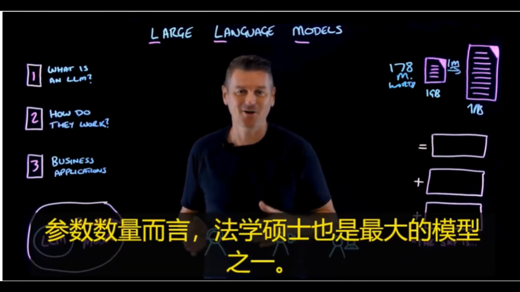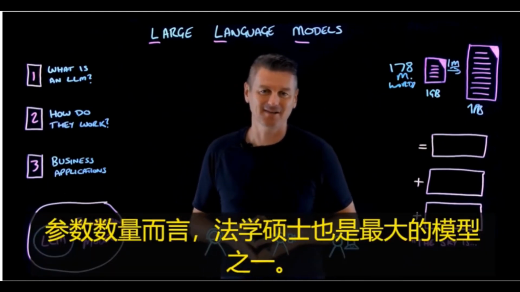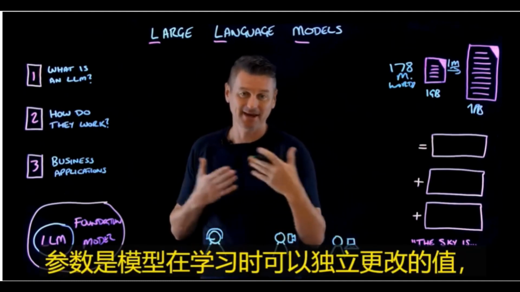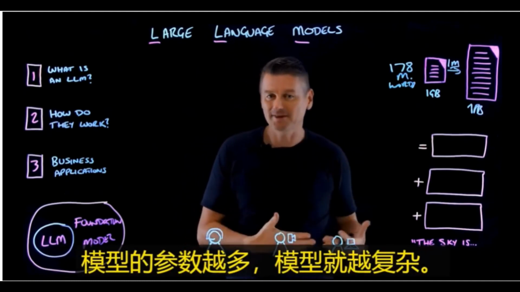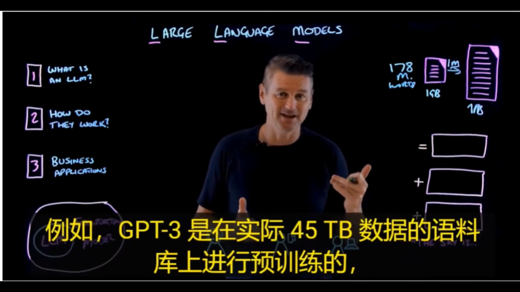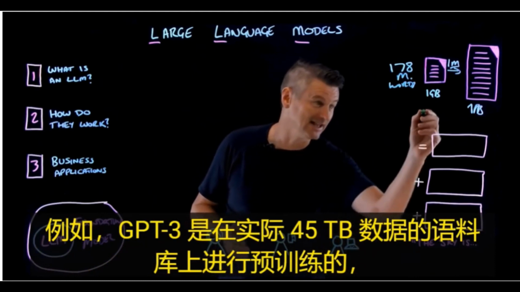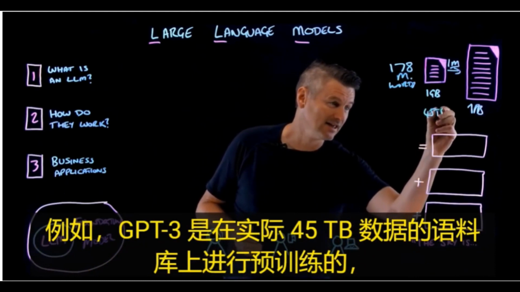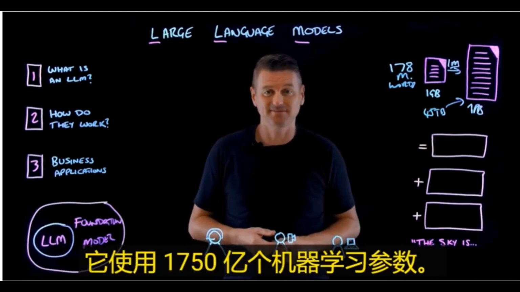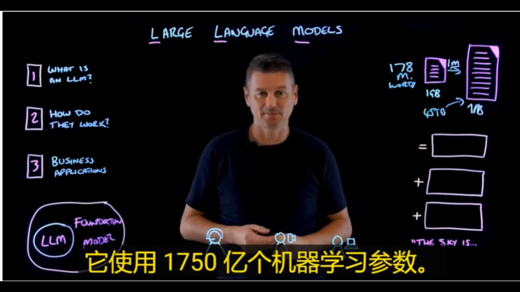Now, LLMs are also among the biggest models when it comes to parameter count. A parameter is a value the model can change independently as it learns, and the more parameters a model has, the more complex it can be. GPT-3, for example, is pre-trained on a corpus of actually 45 terabytes of data, and it uses 175 billion ML parameters.